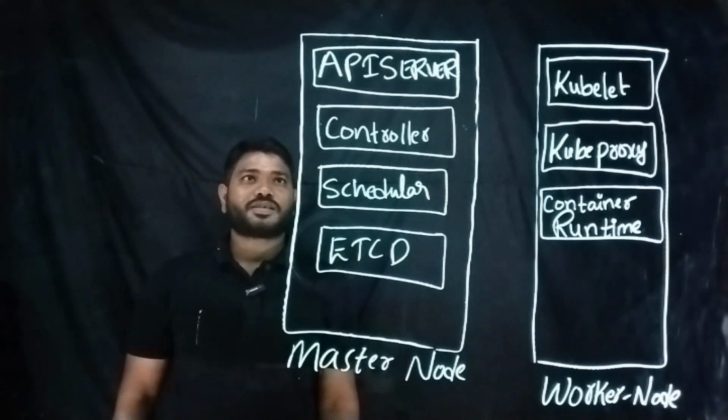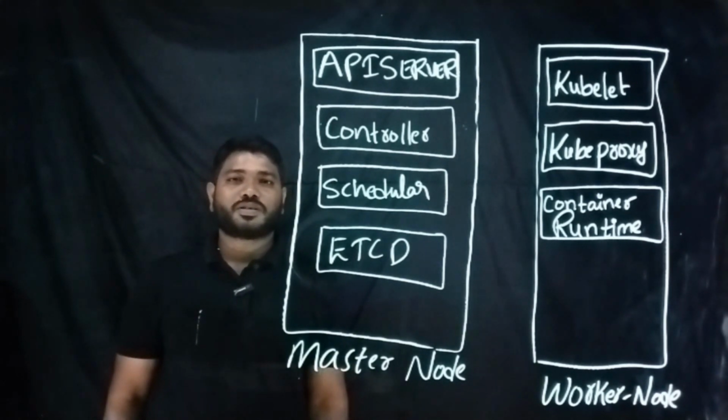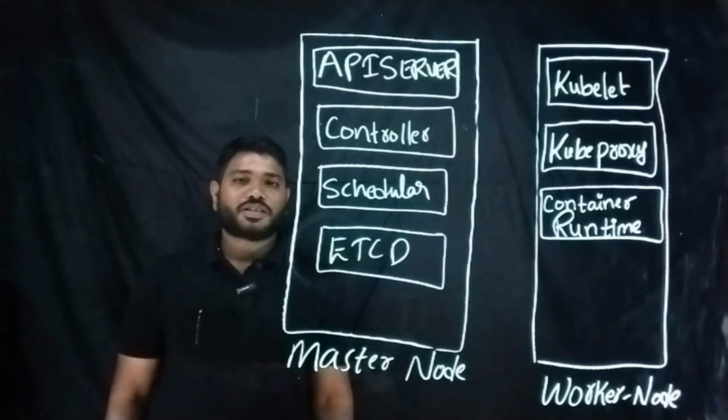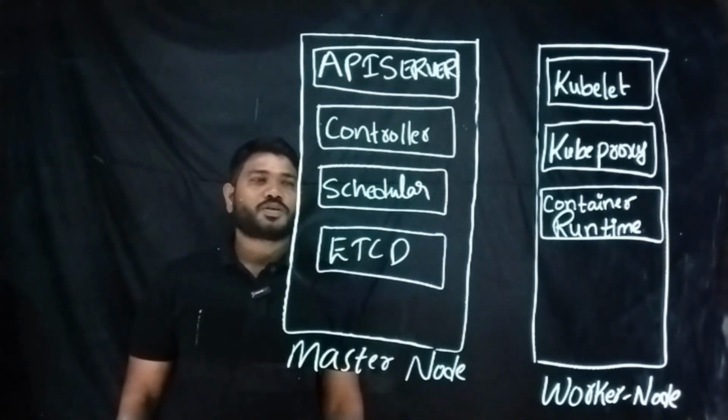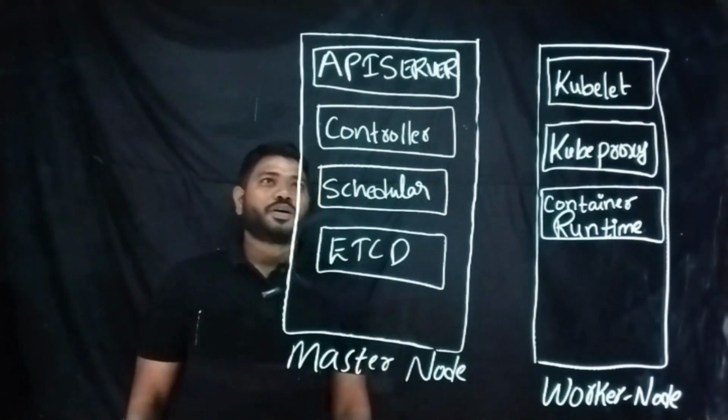So let's just keep in mind the API server. It's a kind of server. It takes the task from the user, or gets authenticated by the user, and makes the job get done. So that's the API server component usage.